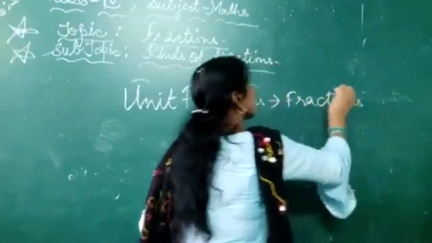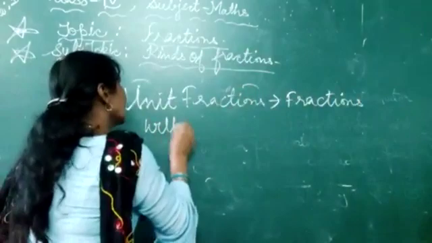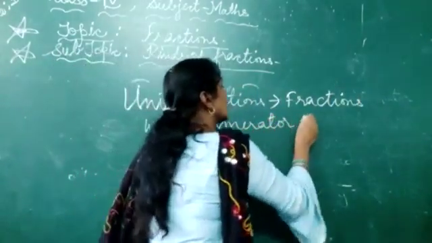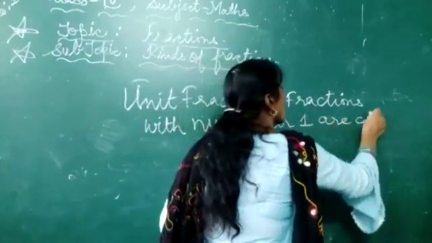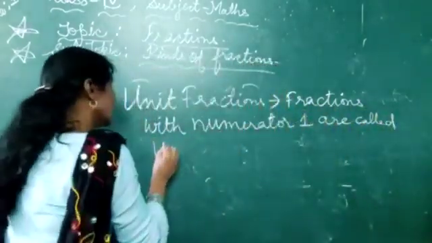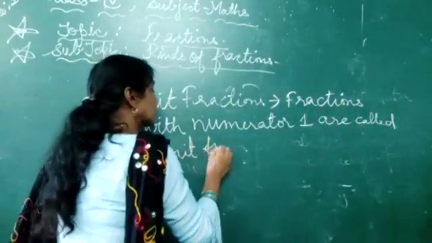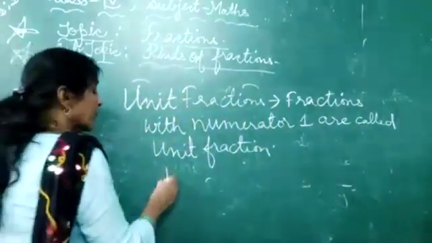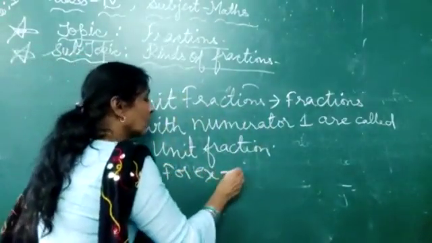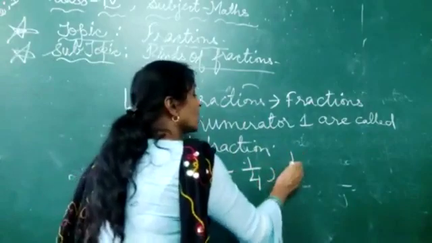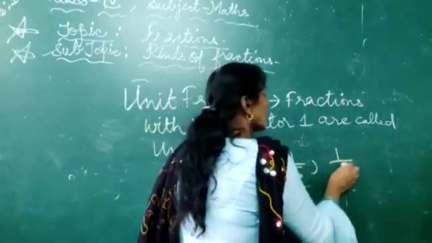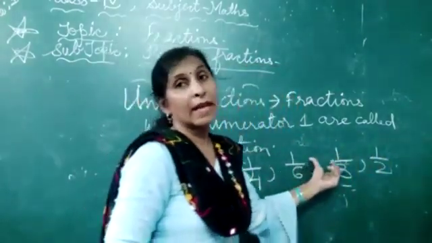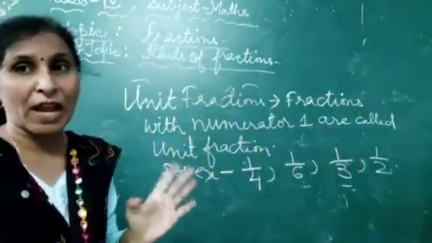Fractions with numerator 1 are called unit fraction. For example, 1 upon 4, 1 upon 6, 1 upon 3, 1 upon 2, all are the examples of unit fraction.